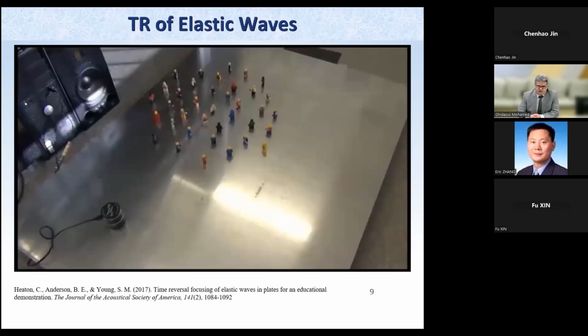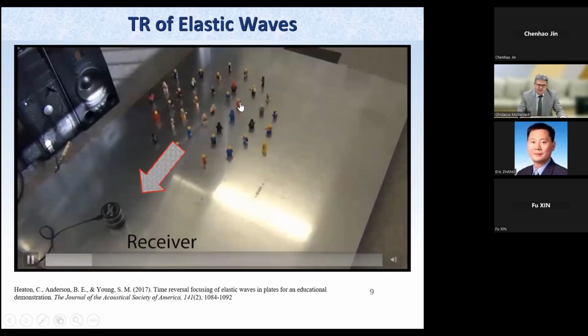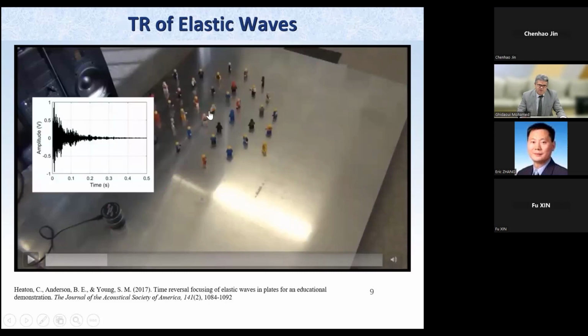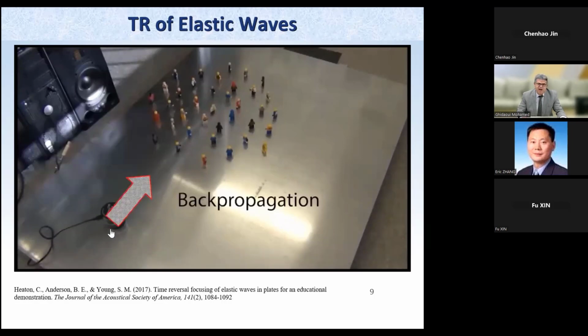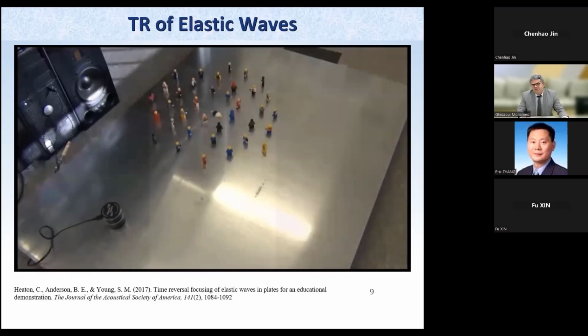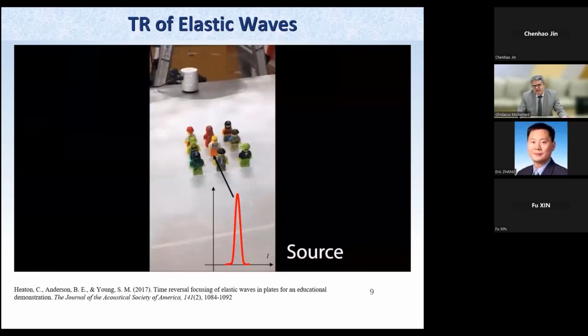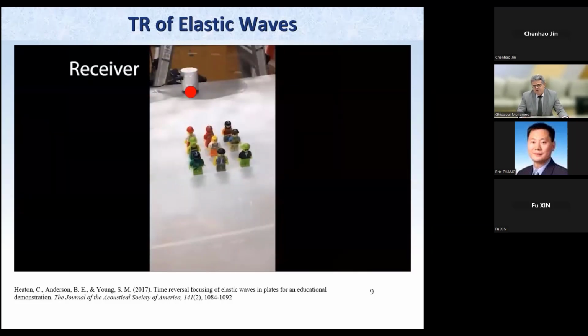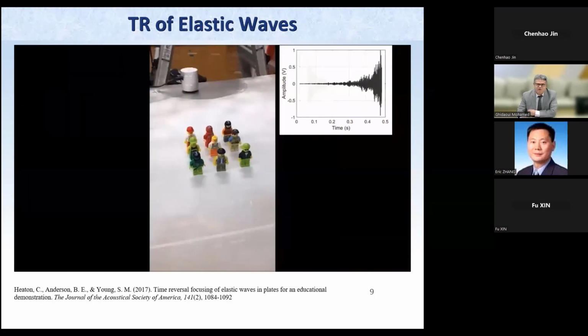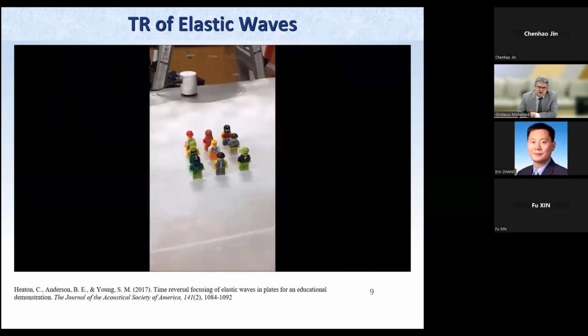This is for elastic waves. You see there are these figurines, and they're going to send a source from this figurine. It's being recorded here, and you're going to take it and time reverse it. When you do so, if time reversal works, only the figurine where it was sent will fall down, because that's where the peak of stress is. A similar thing happened here.